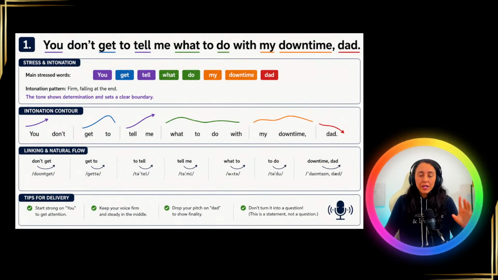Not every native speaker will do that just because they speak English fluently. But it's important to train your ears for speakers who have a lot of energy and for speakers who are not so energetic when communicating. But anyway, you don't get to tell me what to do with my downtime, Dad. Repeat this. And you can go very slowly. If we go very slowly, let's go like real slow.